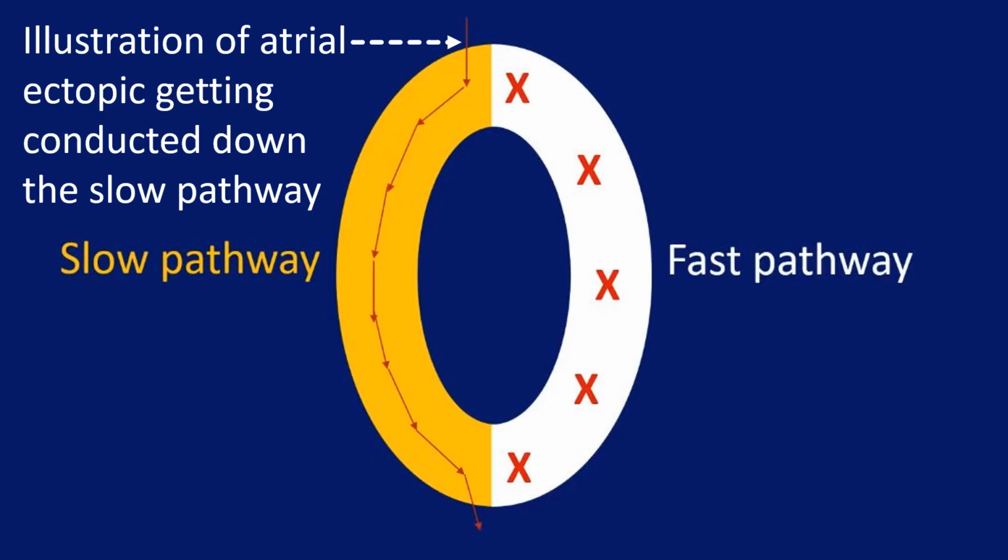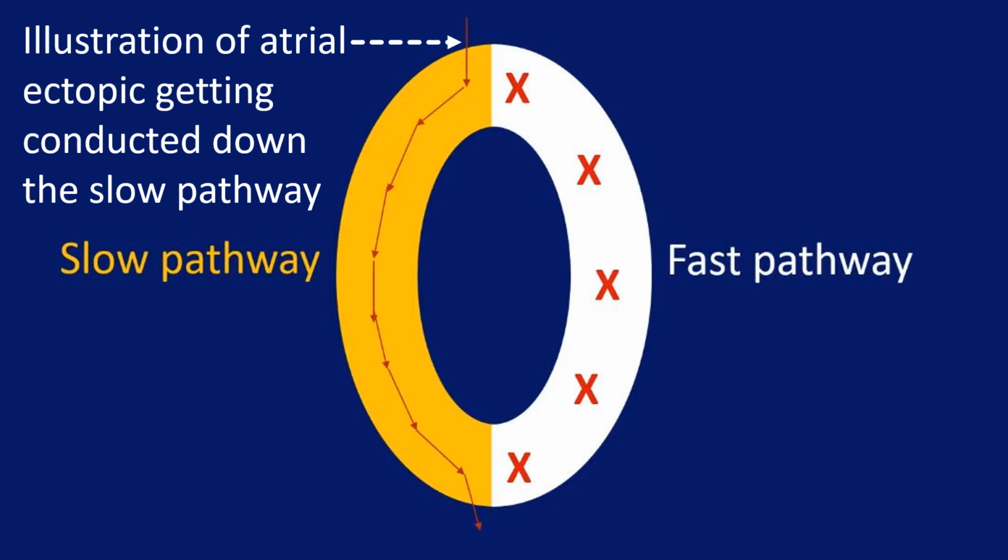AVNRT depends on dual AV nodal pathways, the slow pathway and the fast pathway, for the reentrant circuit. The fast pathway conducts faster but has a longer refractory period and recovers later. The slow pathway has slower conduction but recovers earlier due to a shorter refractory period.